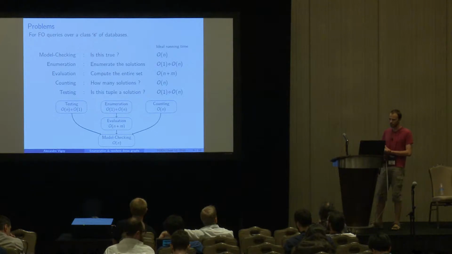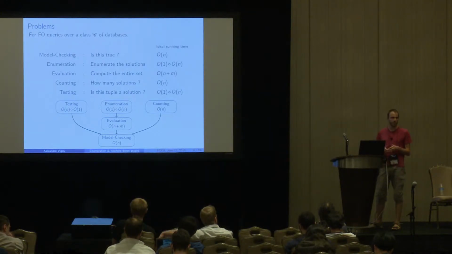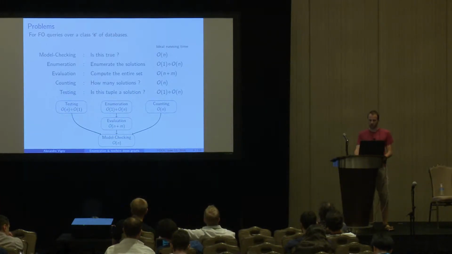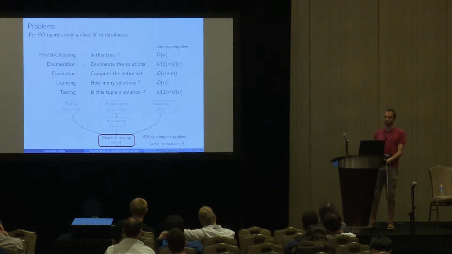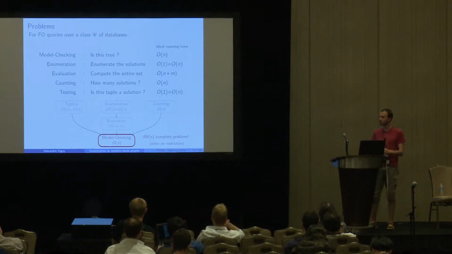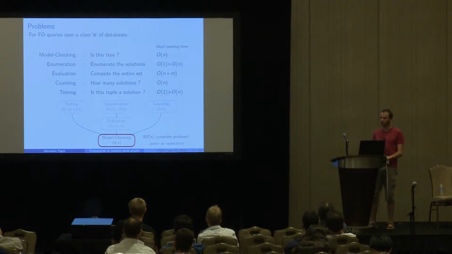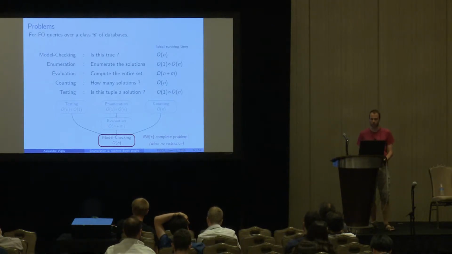And the testing problem is the following. You first do some preprocessing, ideally in linear time. Then someone gives you a tuple, and you want to decide whether it is a solution or not, ideally in constant time. And when we look at those problems, we see that the model checking problem is the easiest one. So if you want to be able to enumerate, count, or test, you have to be able to solve the model checking problem efficiently. And for FO queries, this is an AW[*]-complete problem when there are no restrictions.